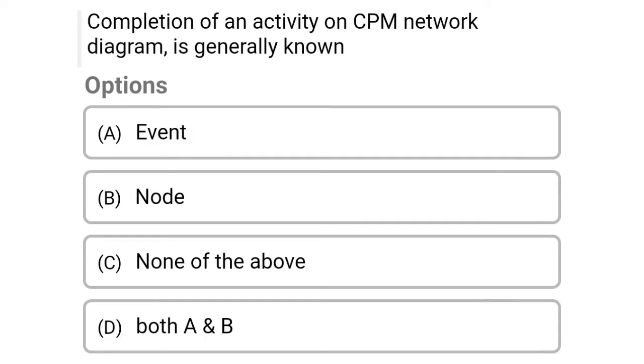So next question, completion of an activity on CPM network diagram is generally known as option A, event. Option B, node. Option C, none of the above. Option D, both A and B. So the correct answer is option D, both A and B.